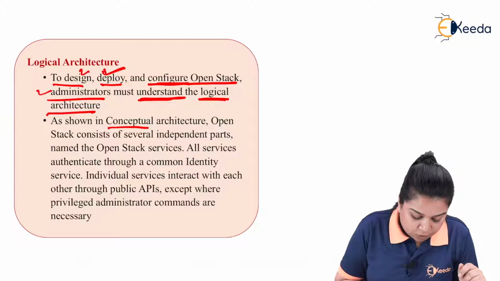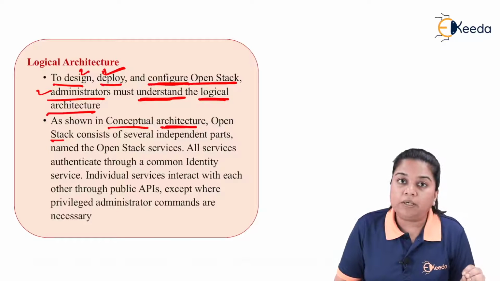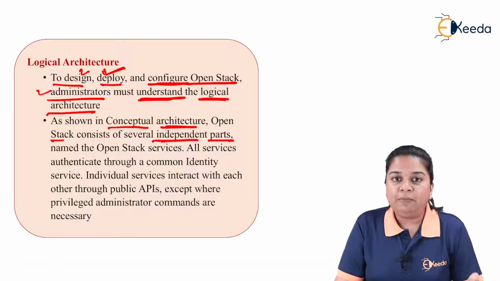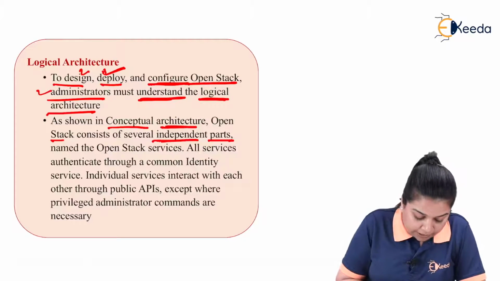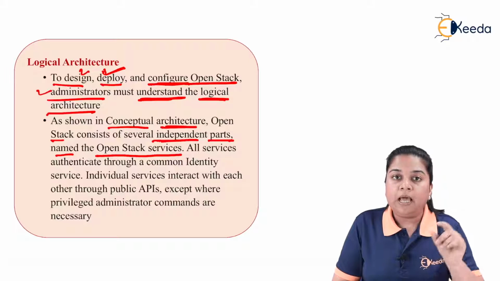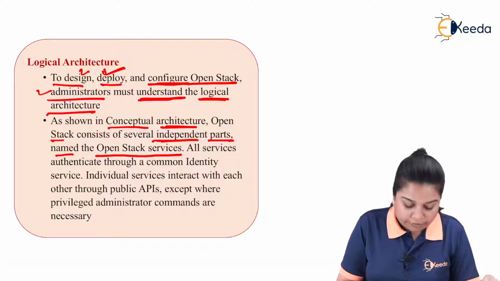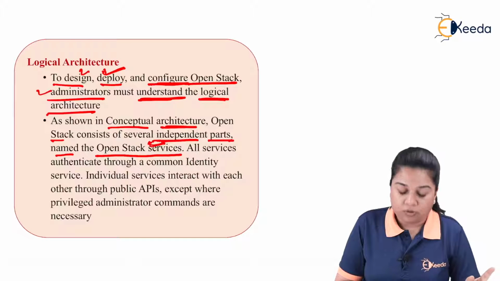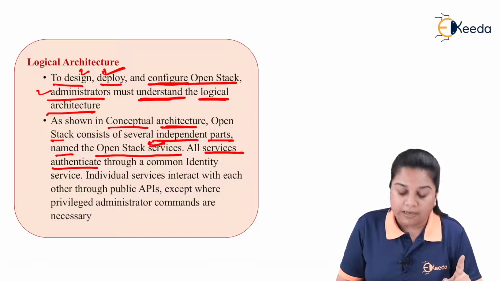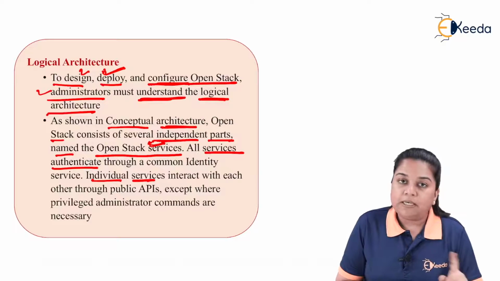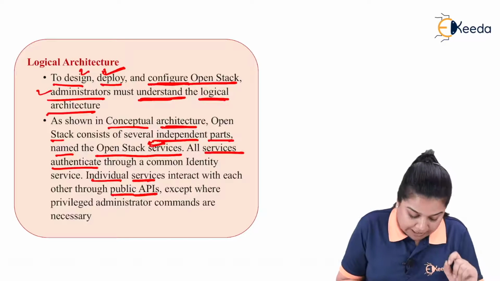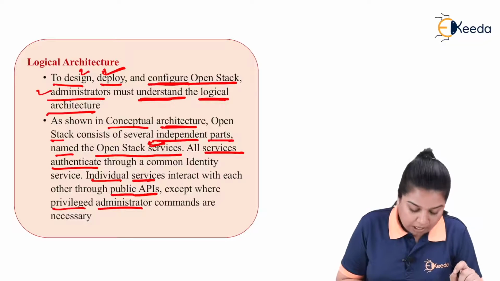Now, as shown in the conceptual architecture, OpenStack consists of several independent parts, named the OpenStack services. These independent parts work in the form of services. All services authenticate through a common identity, as we have seen in the diagram. Individual services interact with each other through public APIs, that is application programming interfaces, except where privileged administrator commands are necessary.